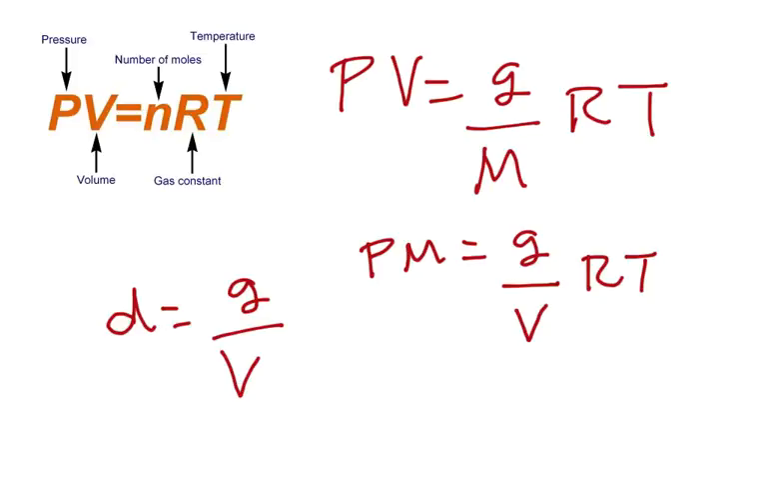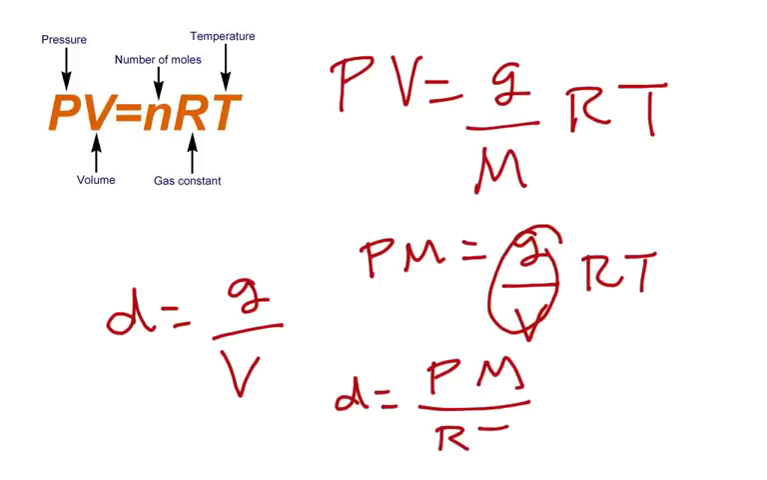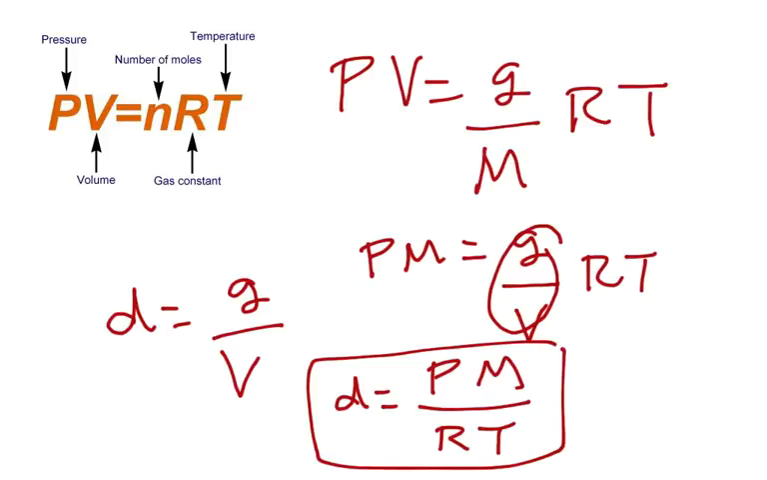Or when I'm all done, what I would have, because this is density, so density is equal to pressure times the molar mass over R times T. And that's a second equation that you could use if something says what's the density, or you're given the density. You can figure out that compound's molar mass, or get the density if you have the molar mass.